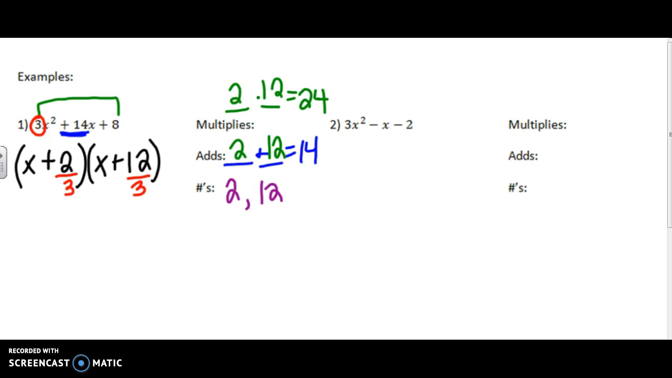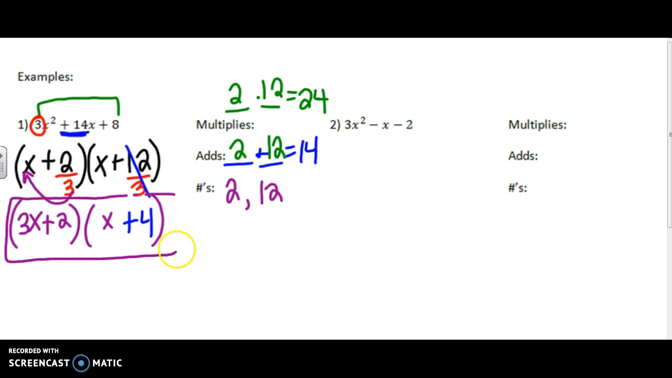Clearly 2/3 does not reduce, so this 3 is going to then move up here and go in front of your x. So it's going to look like 3x plus 2 for that parenthesis. However, this 12 over 3 does reduce to a positive 4. So since that reduces to a whole number, that's going to stay x plus 4. And then your problem's done. So remember, we're still working on unfoiling, if you want to think of it that way.